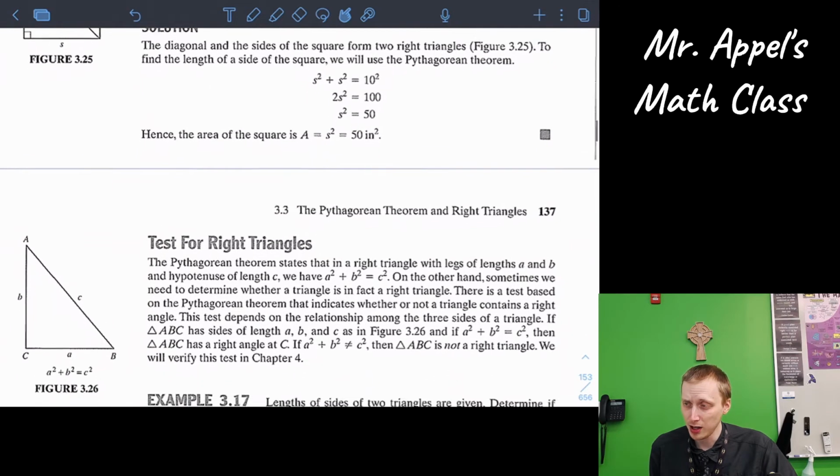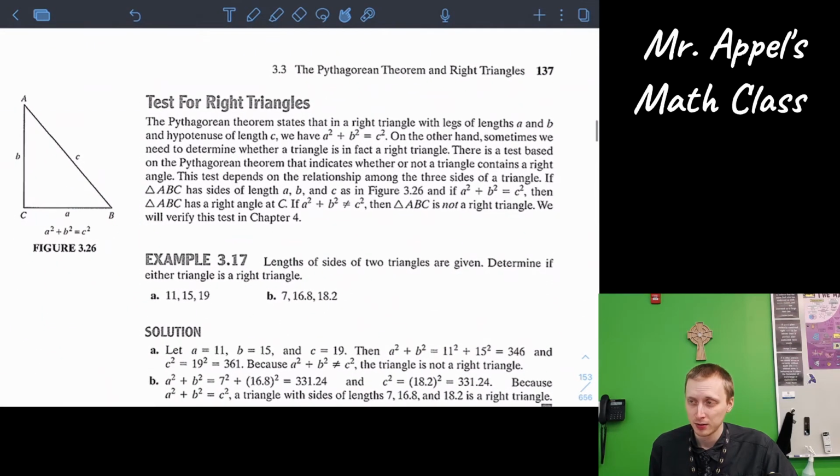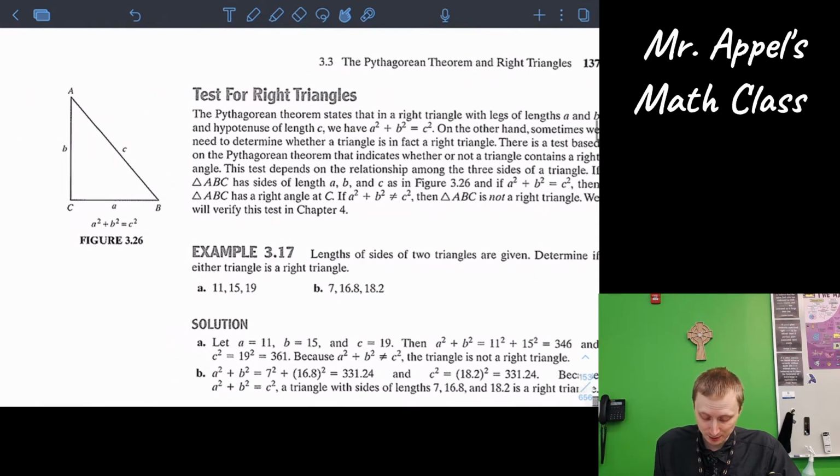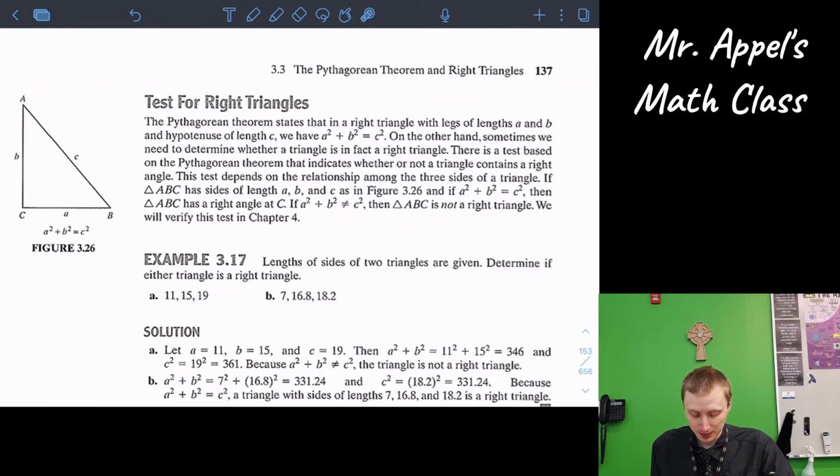Now, the other useful thing with the Pythagorean theorem is to work backwards as a test for right triangles. Okay? The Pythagorean theorem states that in a right triangle with legs of length a and b and hypotenuse length c, we have a squared plus b squared equals c squared. On the other hand, sometimes we need to determine whether a triangle is in fact a right triangle. There is a test based on the Pythagorean theorem that indicates whether or not a triangle contains a right angle. This test depends on the relationship among the three sides of a triangle.